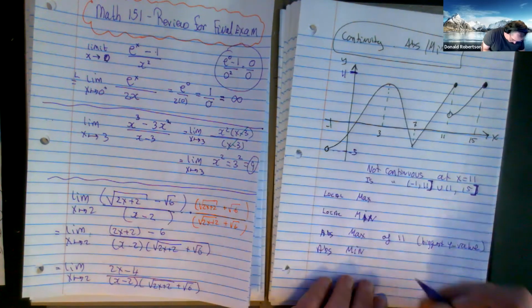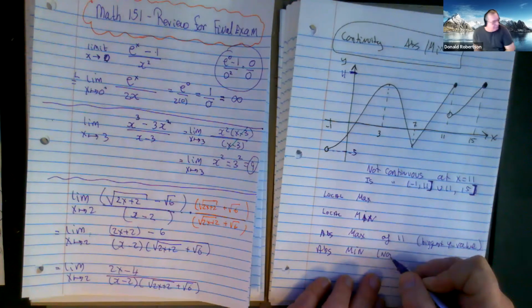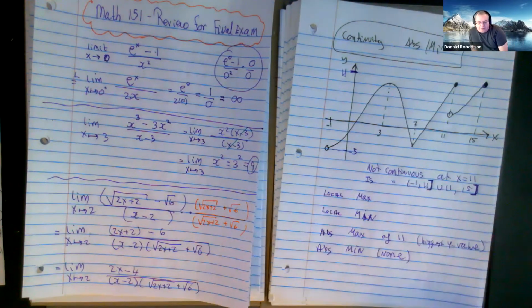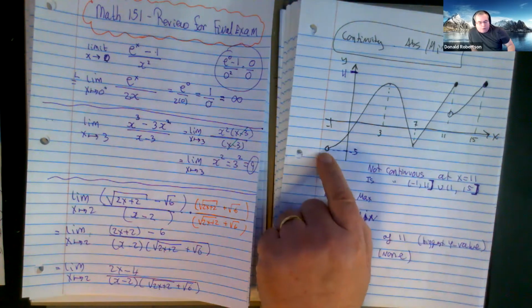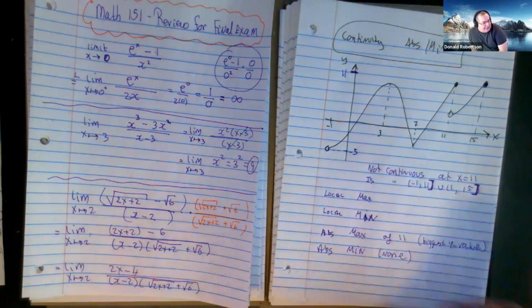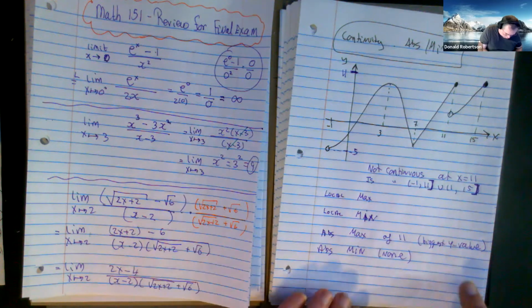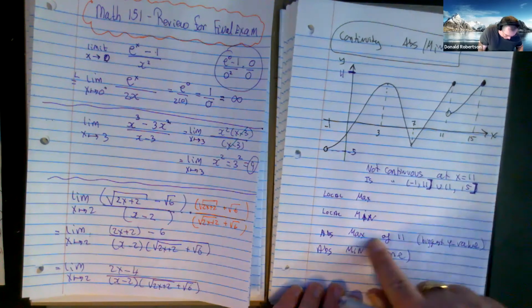That guy? The answer is none. There is no absolute minimum. Why? A little open circle. If there's a little open circle there, you can't use it. Now, most people agree on this. I don't think there's much disagreement.